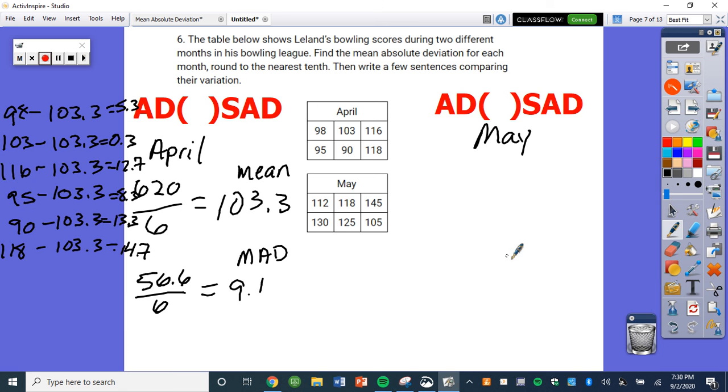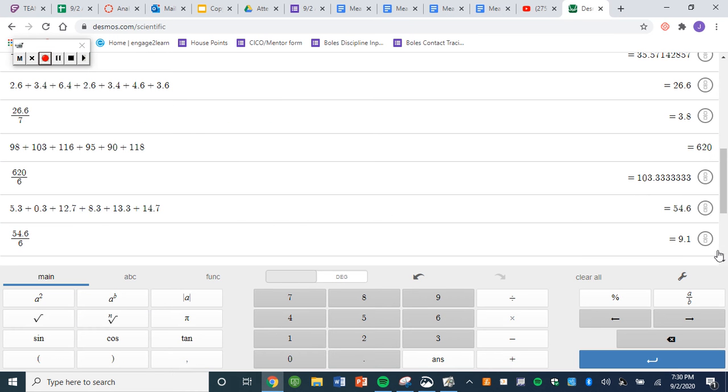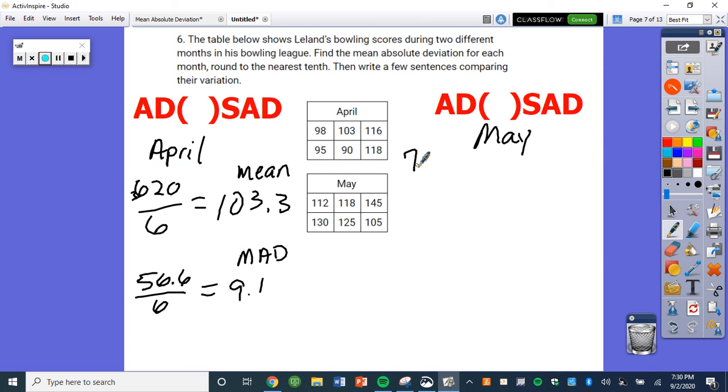Okay, so now we're going to do May. So I'm going to erase all of this so I can use this side for May, so I don't have to switch everything. Alright, so I'm going to add all those data points for May up now, which I did, and I get 735. And I divide that by 6, and I get 122.5. So that is my mean, or average, for May.